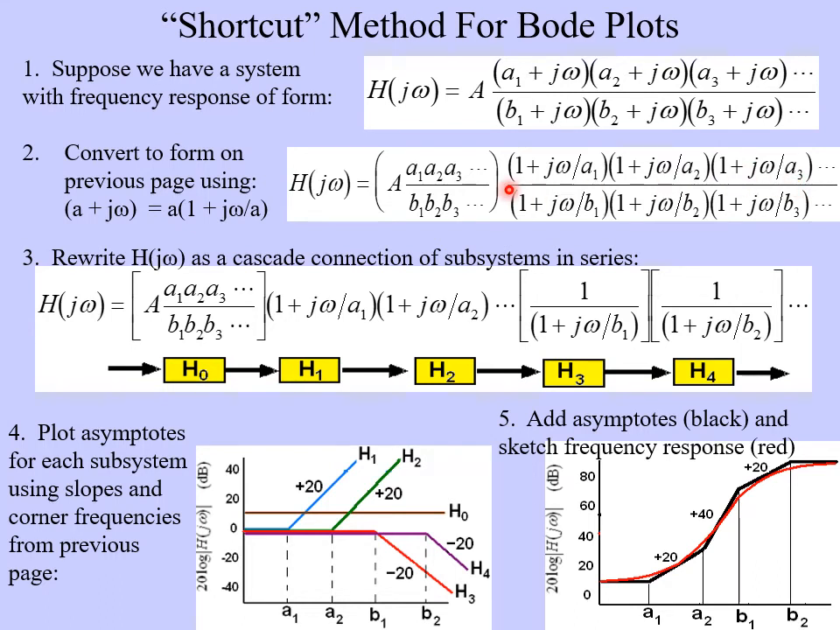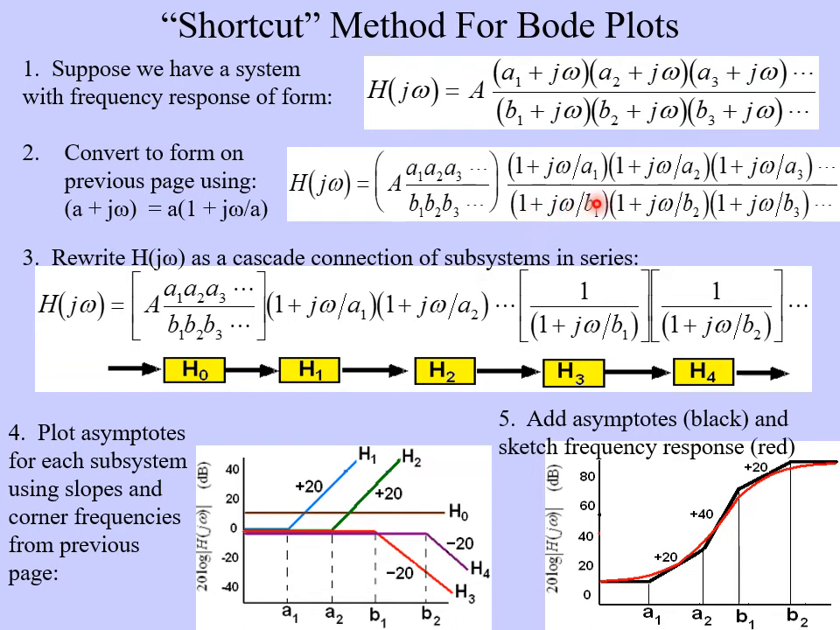So now we can rewrite this as a cascade connection of subsystems in series. In other words, all these terms are multiplied together. Out in front, we have all these constants: whatever this first A was, multiplied by all the A1, A2, A3, divided by the B1, B2, B3. These are just a bunch of numbers, so let's put those all in front. All the terms on top, we can think of as multiplied together just like this, in series. So this is the first term, second term, and we just keep going.